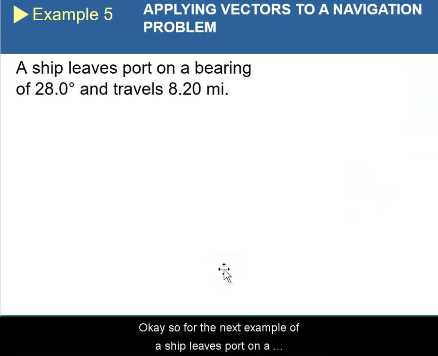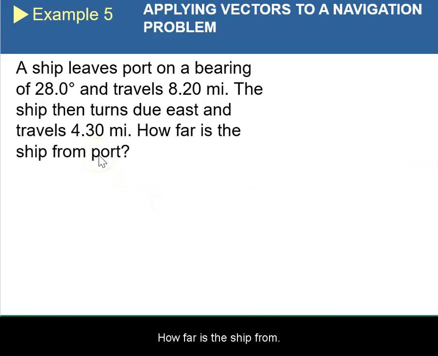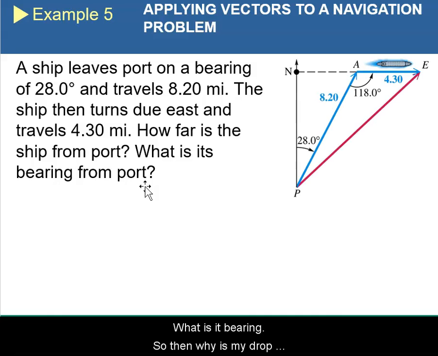Okay, so for the next example, a ship leaves port on a bearing of 28 degrees and travels 8.2 miles. The ship then turns due east and travels 4.3 miles. How far is the ship from port? Okay, what is its bearing from port?